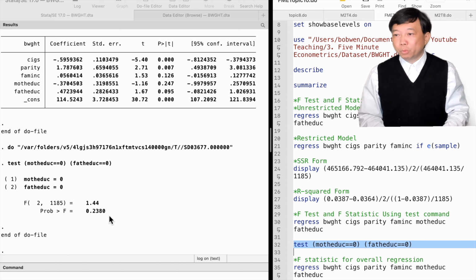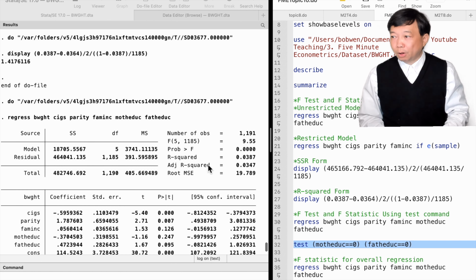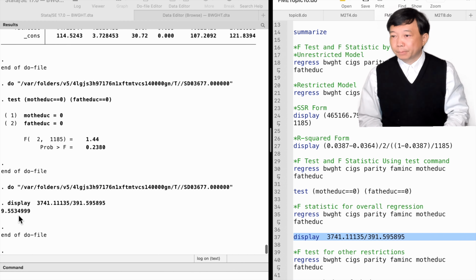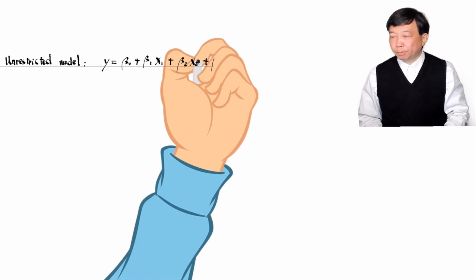In the Stata result window, we find an F statistic for the overall significance of the regression. The null hypothesis is that all explanatory variables have no effect on the outcome variable. That is, all slope coefficients are 0. It is computed as the model mean squares divided by the residual mean squares. It also comes from the F statistic formula. The restricted model is the model containing only an intercept.